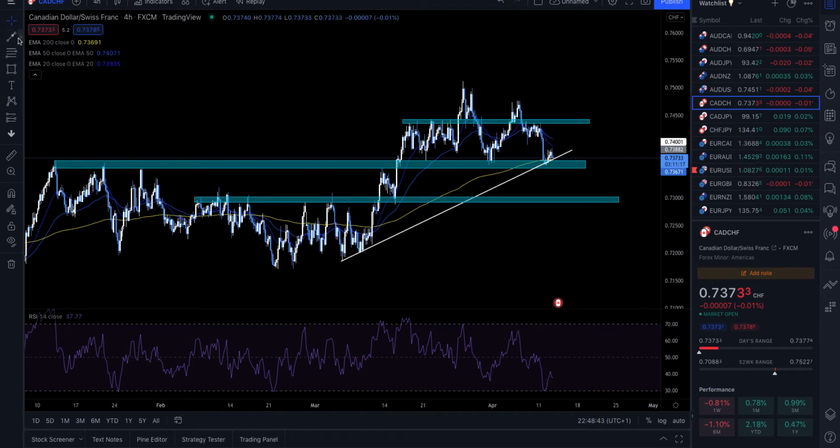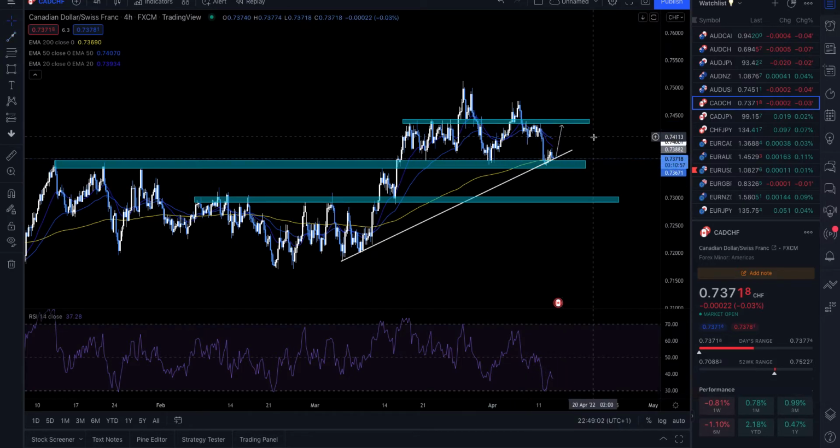So the first significant zone is obviously where price is at currently, where we have multiple things stacking up in the same region. We have the ascending trend line, we have the 200 moving average, this yellow line, we have this previous level of resistance which is now turned to a support floor. So this could be our first buying zone.